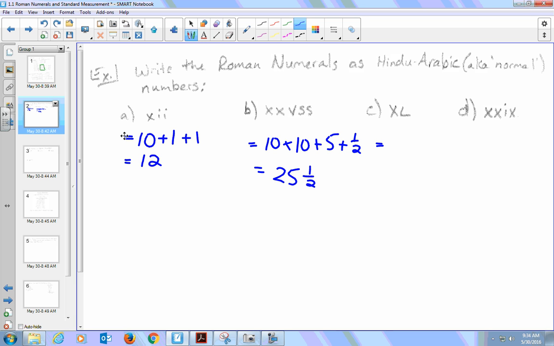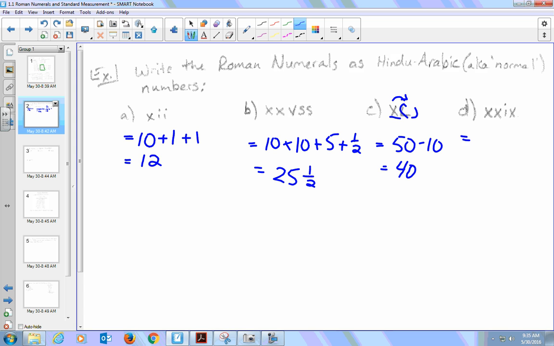So 10 plus 10 plus 5 is 25, and then that, we just keep the half there. XL, okay, so here's our first case where we know X is 10, but L from our lonely cows drink milk, we know that L represents 50. So that means we're going to have to take 10 away from 50. So 50 subtract 10 gives us 40.